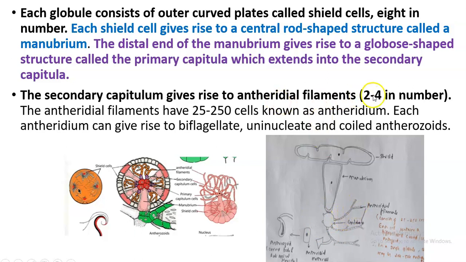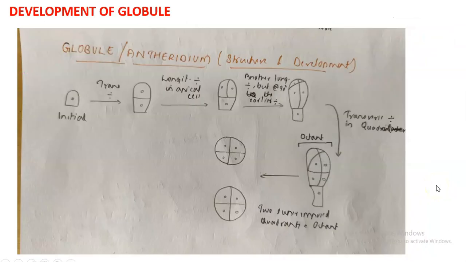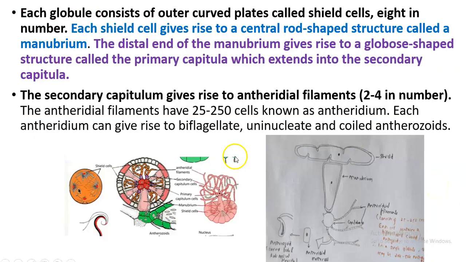So maybe 2 to 4 filaments may be arising from one particular secondary capitulum, and each filament has approximately 25 to 250 cells. One filament is segmented into different cells, maximum up to 250 cells. Each of these cells is called antheridium. This antheridium will be giving rise to biflagellate, uninucleate, and coiled antherozoids. Only one antherozoid will be released from one particular antheridium. Now, how this complex structure is arising, we are going to see.